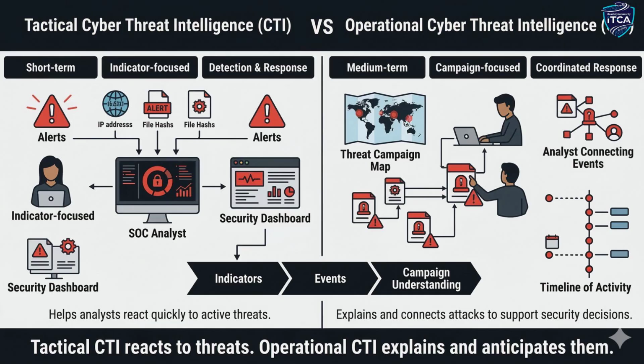Tactical CTI is short-term and indicator-focused. It supports immediate detection and response, typically at the SOC level. It answers urgent questions and helps analysts act quickly. Operational CTI, on the other hand, operates over a medium-term time frame. It is campaign-focused rather than indicator-focused. It supports coordinated responses and feeds into security management decisions. Tactical intelligence reacts. Operational intelligence connects, explains, and anticipates. Operational CTI gives continuity and context to tactical findings.